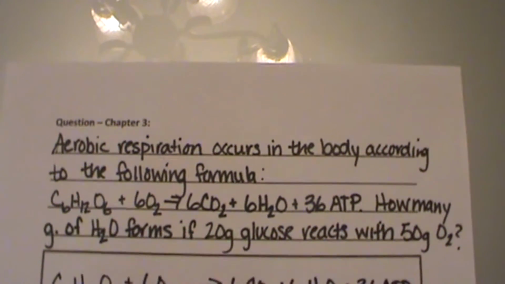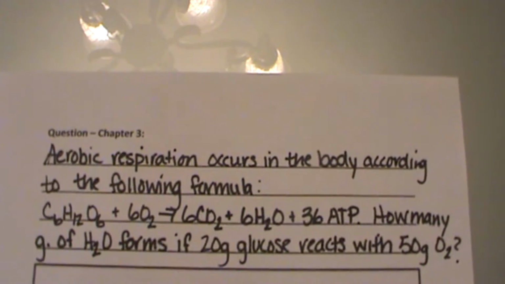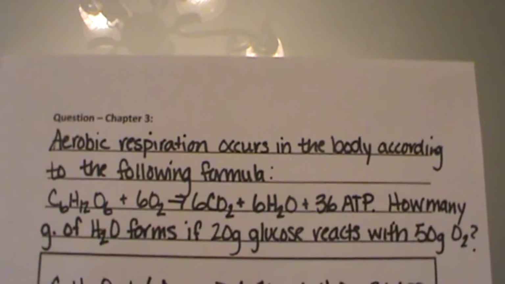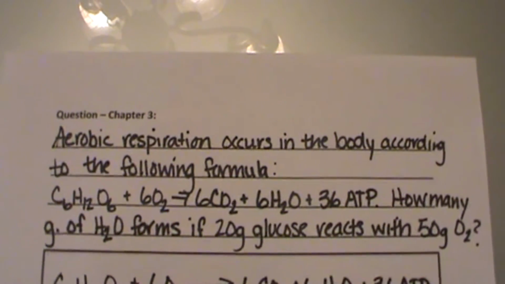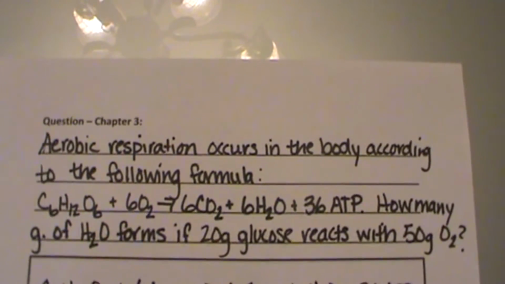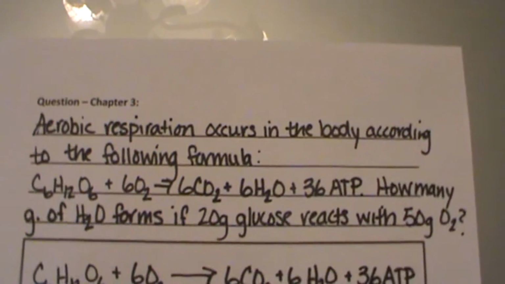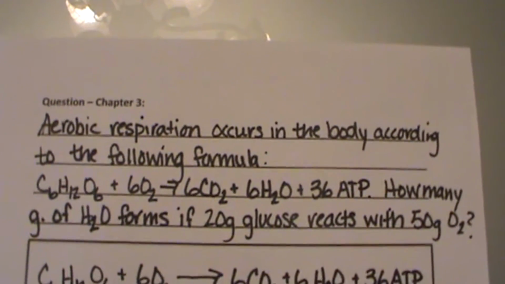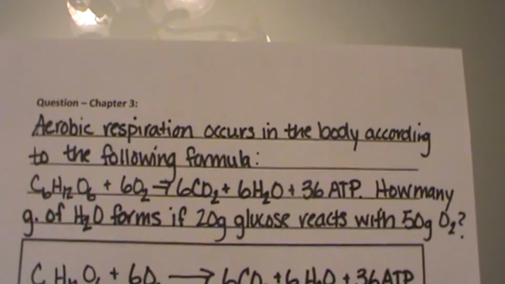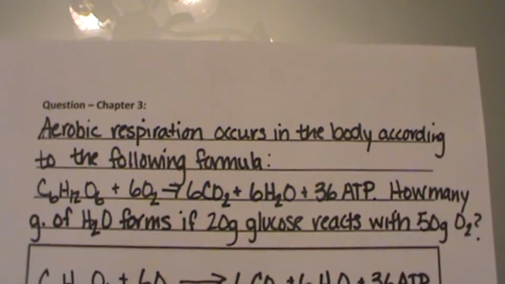Okay, this is my practice problem for Chapter 3. Aerobic respiration occurs in the body according to the following formula. C6H12O6, which is glucose, plus 6 O2 yields 6 CO2, 6 H2O, and 36 ATP. So how many grams of H2O will form if 20 grams of glucose reacts with 50 grams of oxygen?